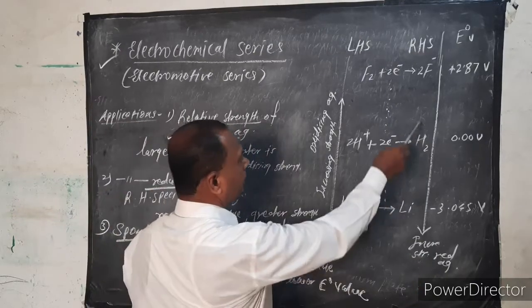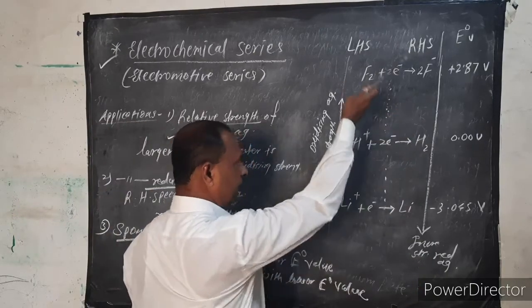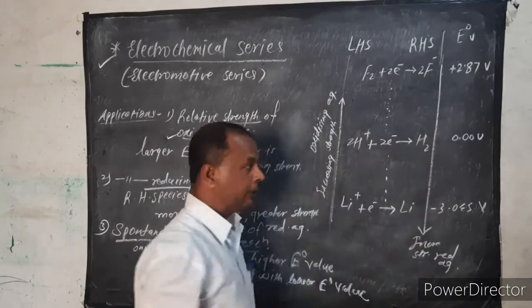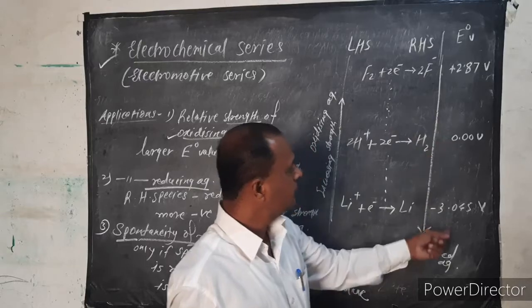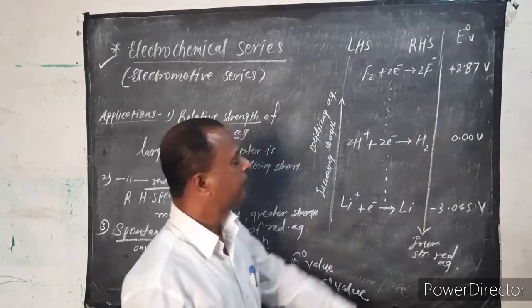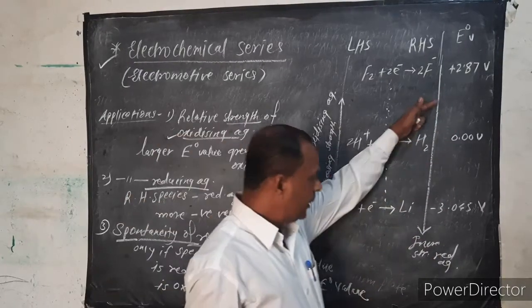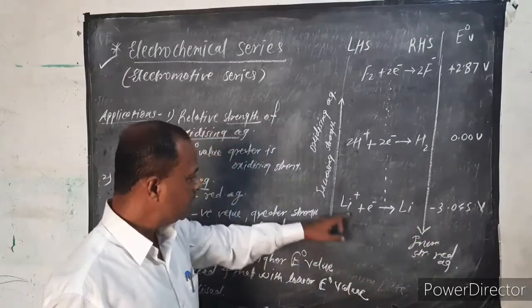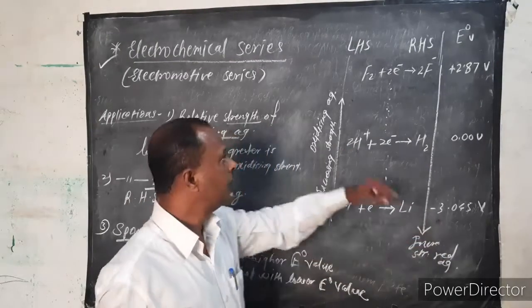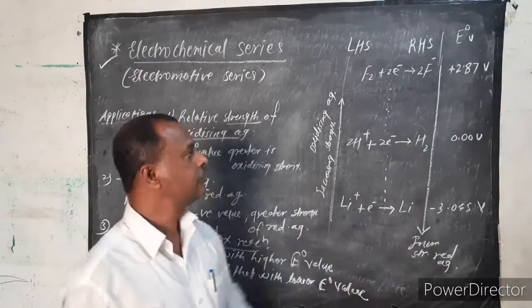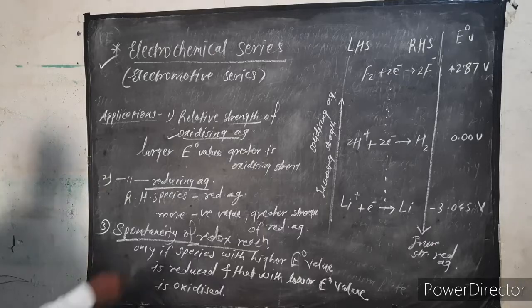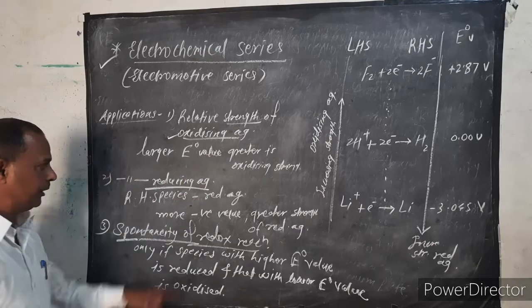Now, if you move from bottom to top, the positive values increase. The values in this column are the standard reduction potentials. If you go from top to bottom, the values become negative. So lithium has a negative value, and fluorine has a positive value. Now this is the first application we have to see, the relative strength of oxidizing agents.